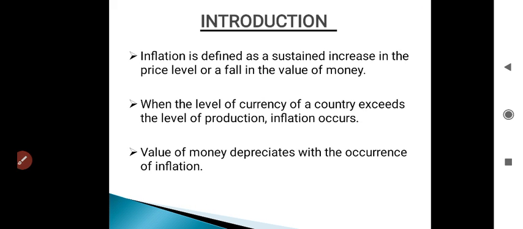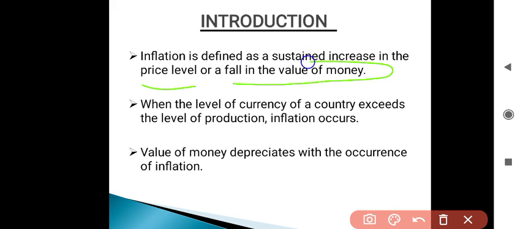Introduction. Inflation is defined as a sustained increase in the price level or fall in the value of money. When there is an increase in the price level or a fall in the value of money, that will be defined as inflation in the economy. When the level of currency of a country exceeds the level of production, inflation occurs. The value of money depreciates with the occurrence of inflation.